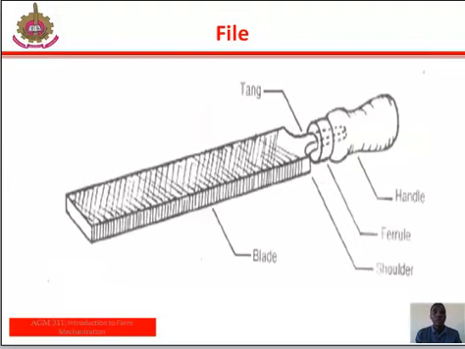Also we have file. Files are used for sharpening edges of metals. They are also useful for removing small amounts of metals by rubbing with the teeth of the file. Examples of files are flat file, round file, square file, triangular file, and half round file.